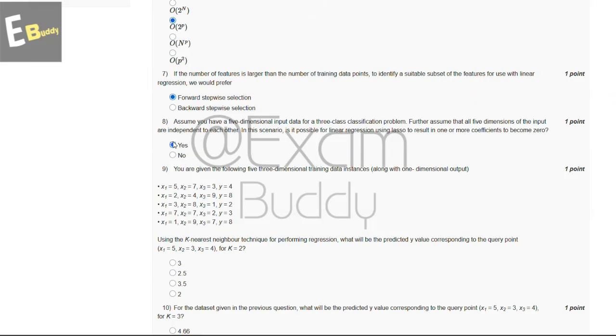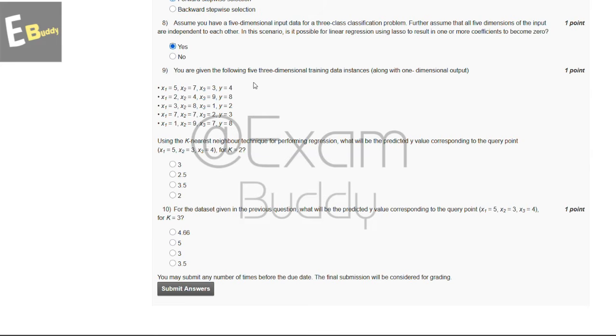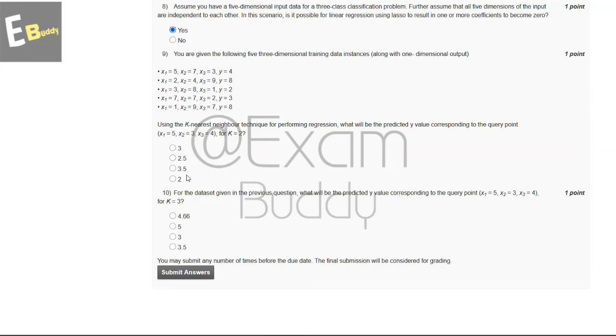And now let's go to our question number 9. You are given the following 5 3-dimensional training data instances along with 1-dimensional output. So these are the options, and the answer of our ninth question is C, 3.5.